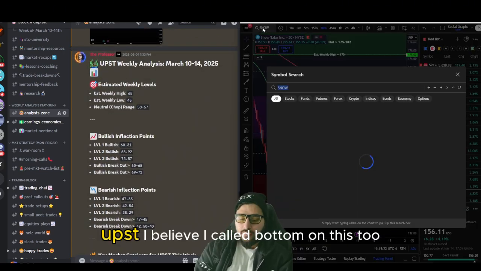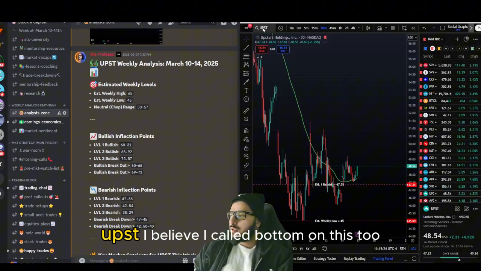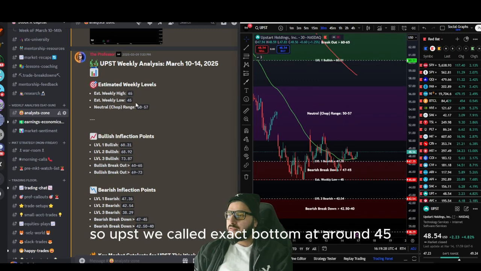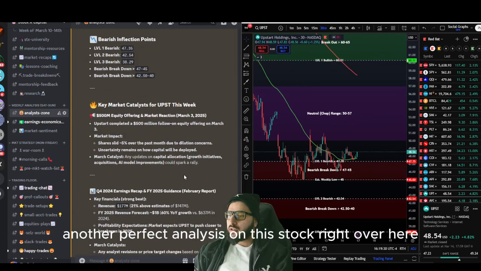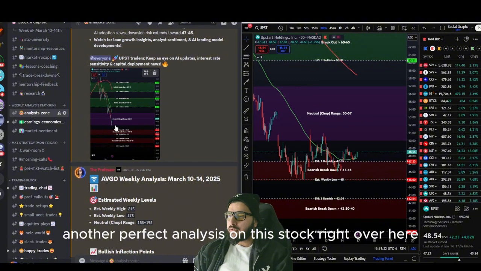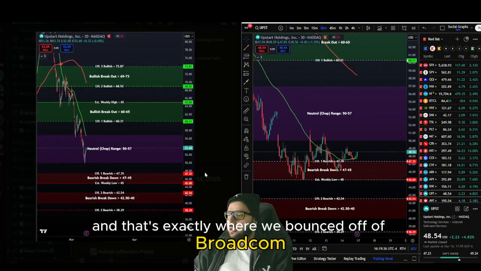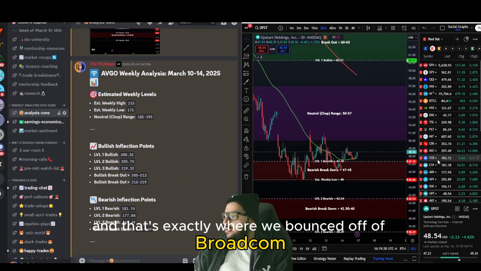UPST, I believe I called the bottom on this too. So UPST, we called the exact bottom at around 45. So you can see that right over there. Another perfect analysis on this stock right over here. 45 was our estimated weekly low, and that's exactly where we bounced off of.